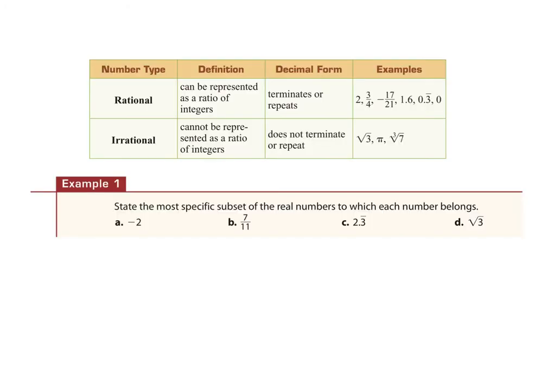I told you rationals and irrationals: terminates or repeats, does not terminate. And then they give you examples there. So example 1 says state the most specific. Not all that it falls into, but the most specific. So if we look at -2, if you're going up the chart, the first one you come to that it can fit into, what do you think it's going to be for -2?